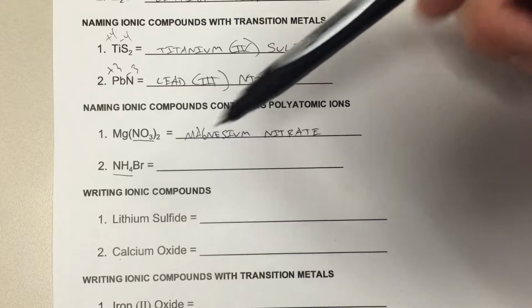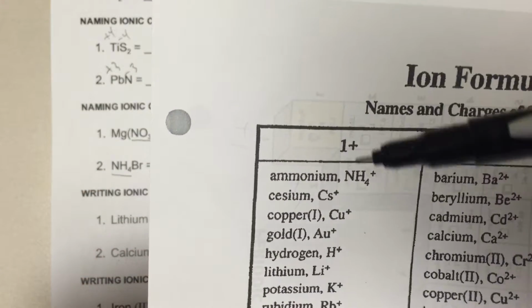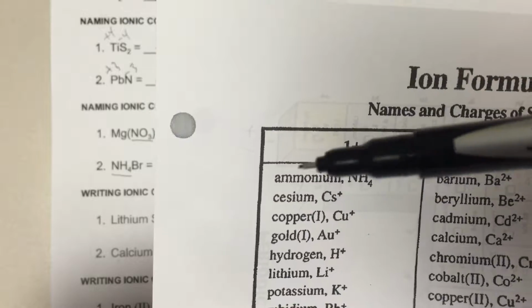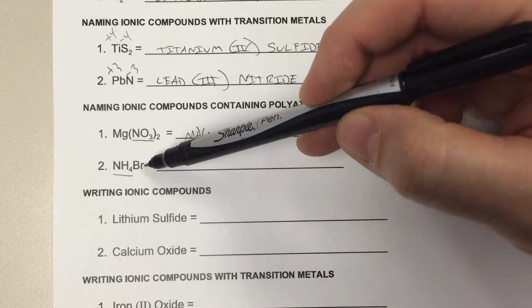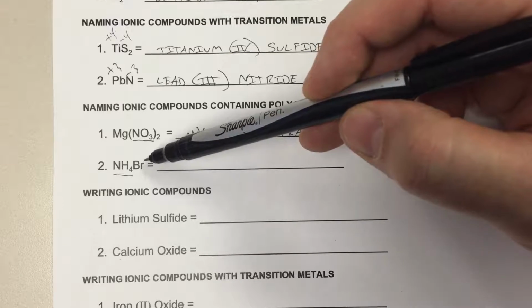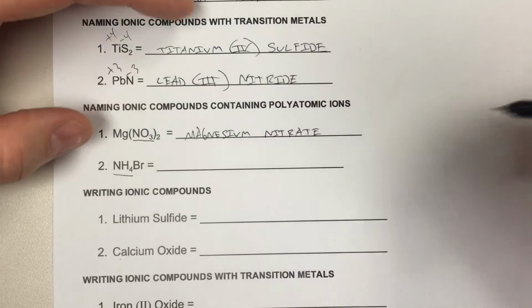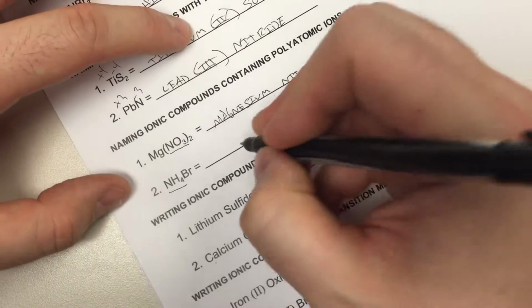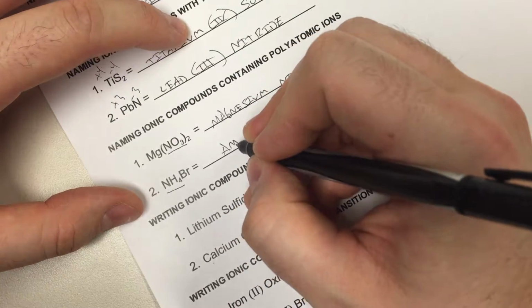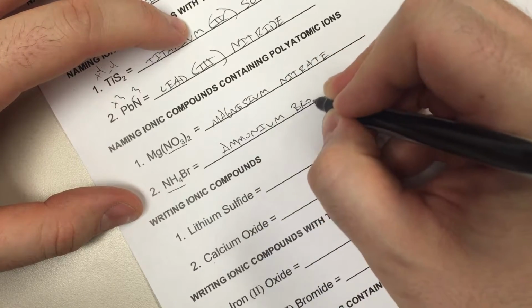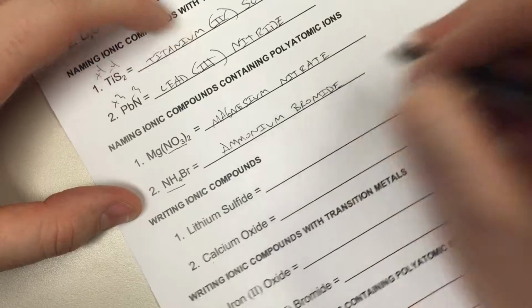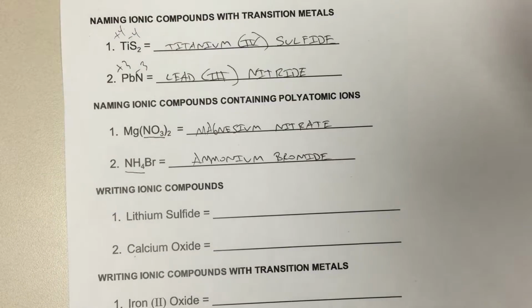This one right here, NH4, that is a group on the back of your periodic table, and that has a charge of +1, but its name is ammonium. NH4 is the group ammonium. And this guy right here, that's bromine. So we're going to change the ending to bromide, IDE. This turns into ammonium bromide. Those are really easy to name.